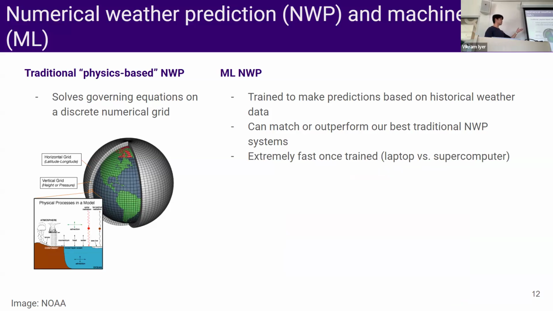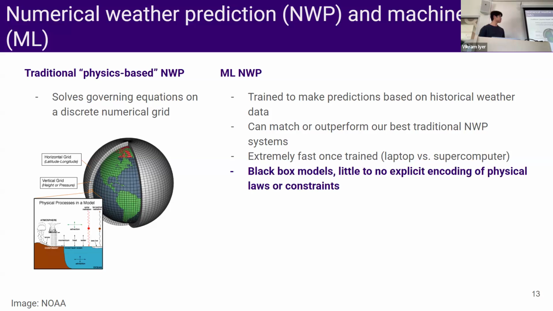As I said, traditional numerical weather prediction models, you need a supercomputer in order to run them. But machine learning models, once they are trained, just a caveat, once they are trained, are very fast. They can be run on something like my laptop here, and you can get a 14-day forecast of the weather in just a matter of seconds.